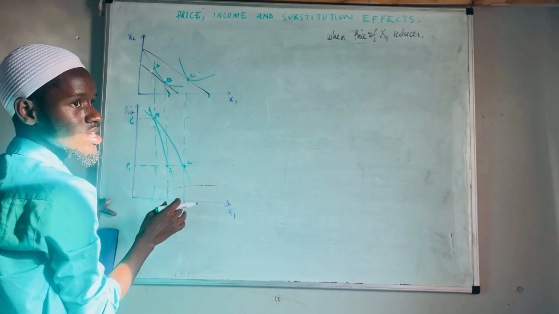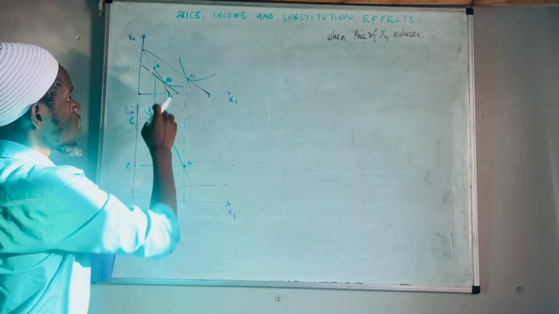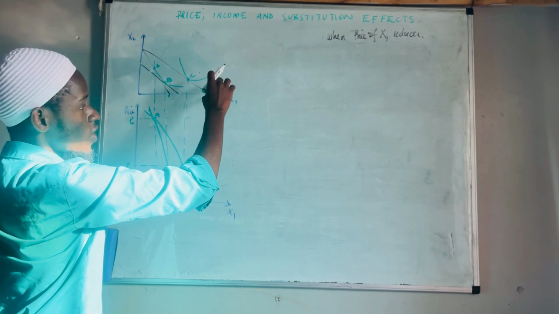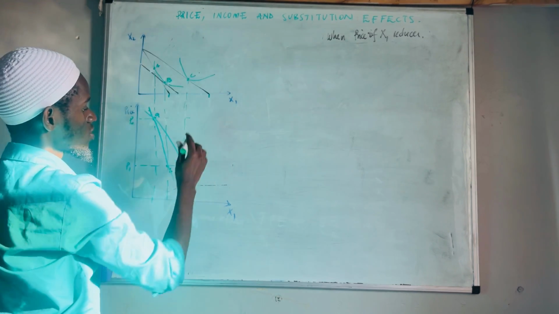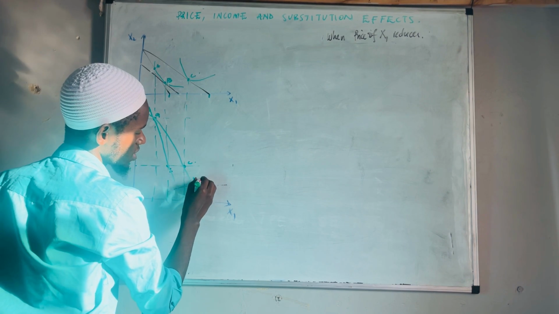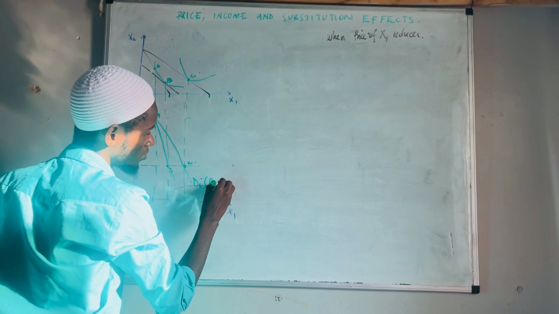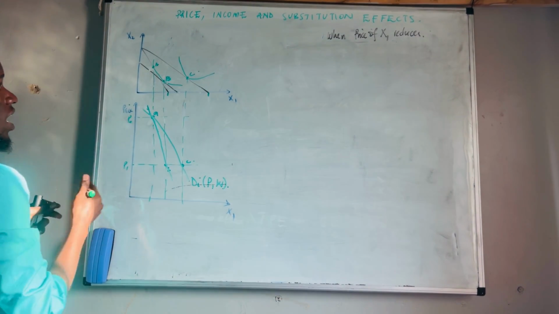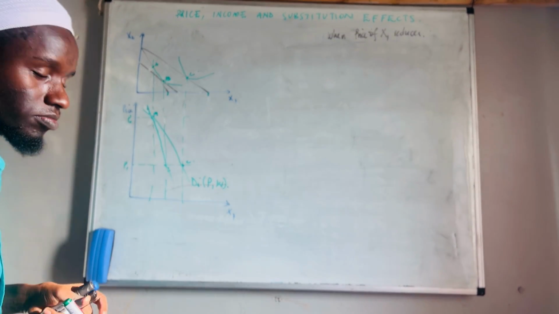The budget line is the same, but just the first half is moving outwards. Therefore, we shall have what we call our Marshall demand curve, which is a function of P and W.